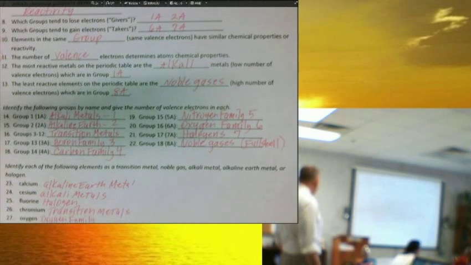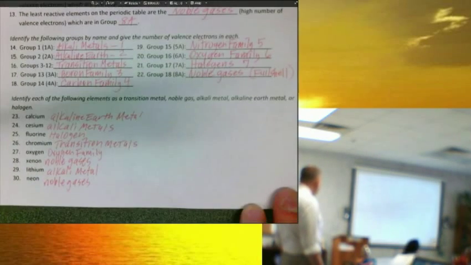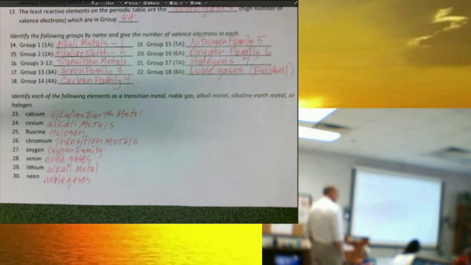Okay, next, you should be able to identify what specific elements on the periodic table are. For example, you should be able to tell whether they're a transition metal, a noble gas, an alkali metal, alkaline earth metal, halogens. So, for example, if I give you calcium, you need to know it's an alkaline earth metal. You will get the periodic table, yes sir.